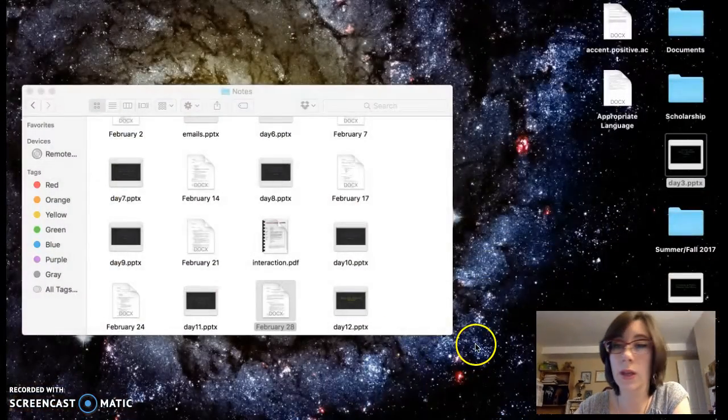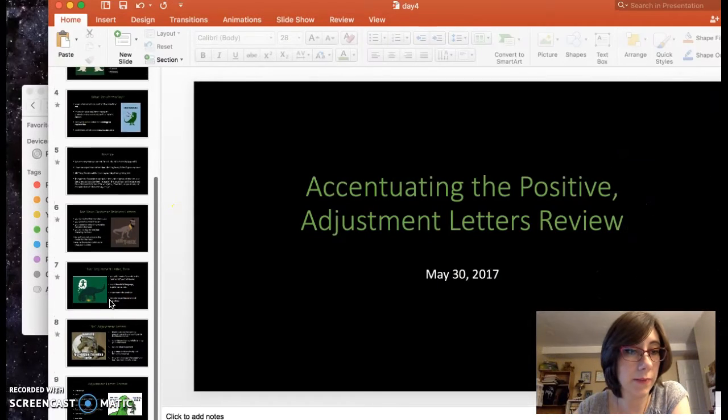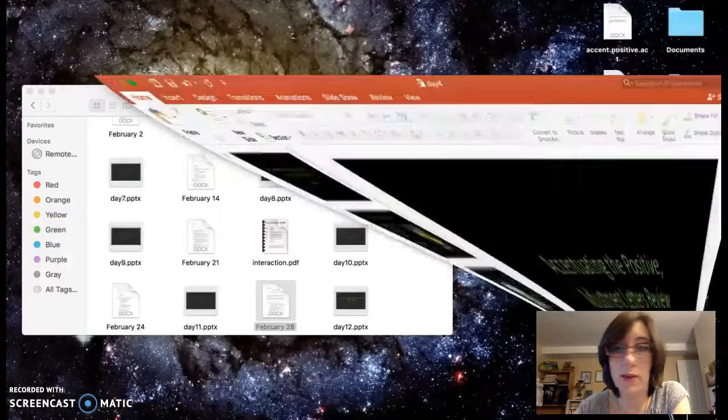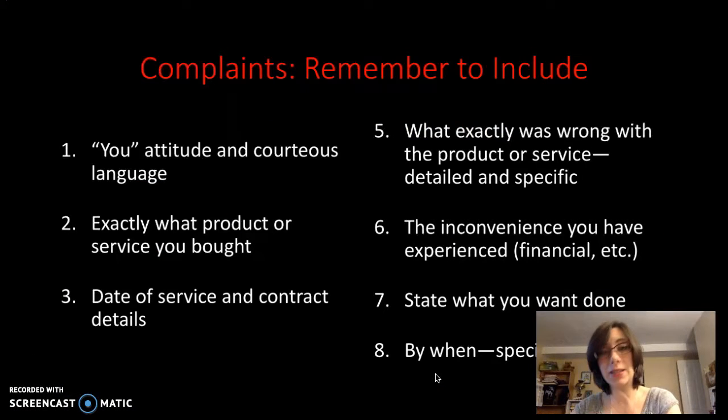So I'll review what needs to go in your complaint letter. You don't need to write a formal complaint letter, but I would sketch out what exactly the customer is complaining about and what they want before you attempt to write the yes and no letters. So before you write your yes and no letters, remember to sketch out a complaint letter from a customer.